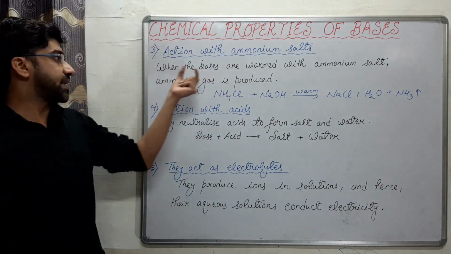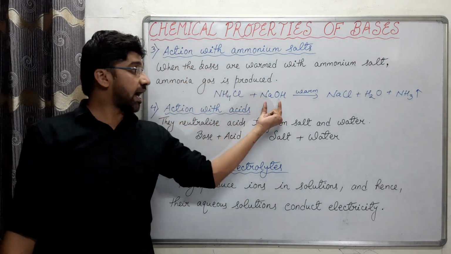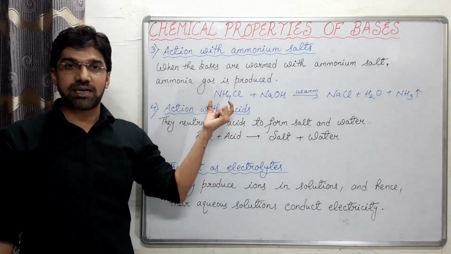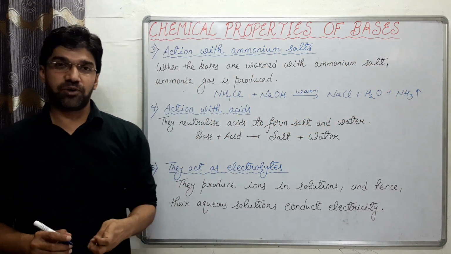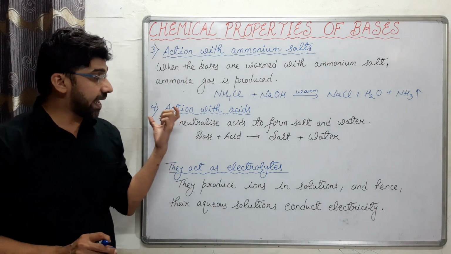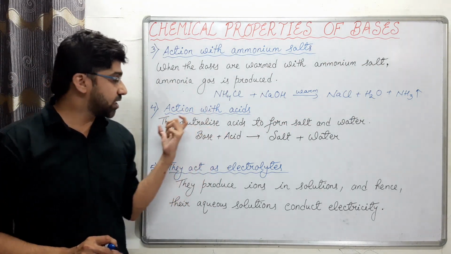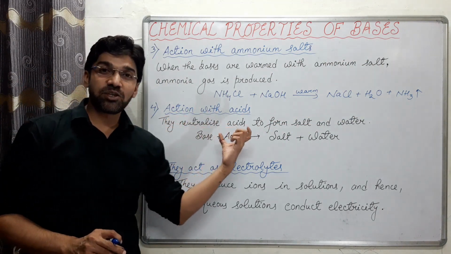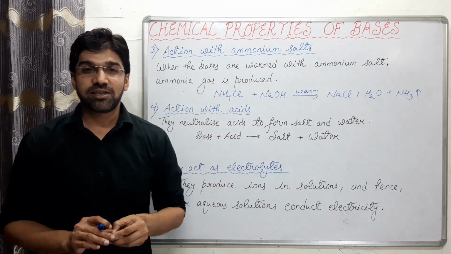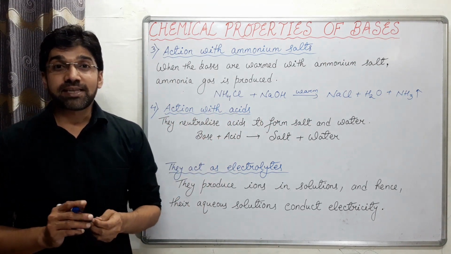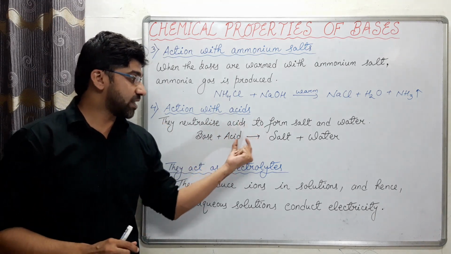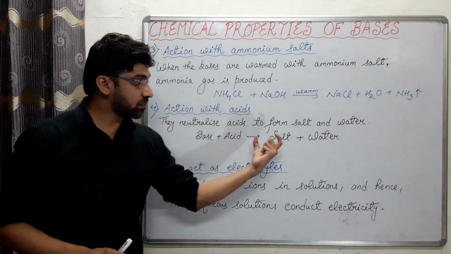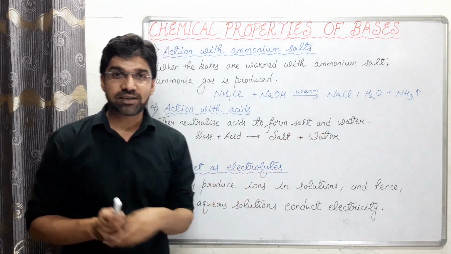So whenever bases are warmed with the ammonium salt, we have evolution of which gas? Ammonia gas is evolved. Now the fourth property, action with acids. They neutralize the acid to form salt and water. We did this earlier also in the chemical properties of acids. So acids react with the base to form salt and water. Let's see an example.